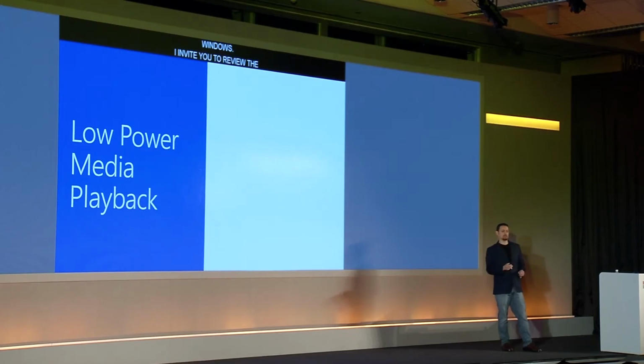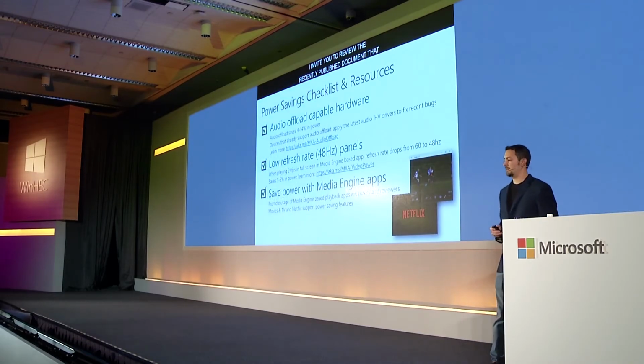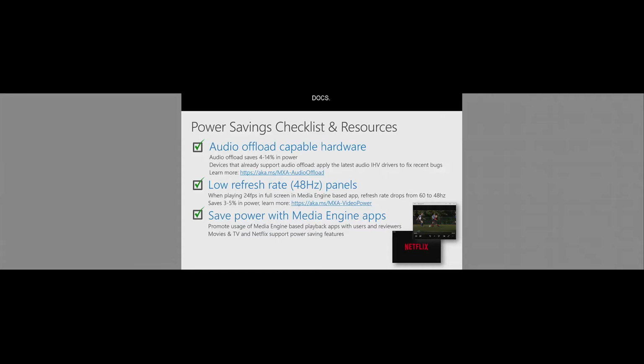The last Windows power savings feature that we're covering today is low power media playback. Media scenarios such as full screen video playback can be optimized by including audio offload capable audio devices and panels that support low refresh rate. Offloading audio, as I mentioned, saves between 4 and 14% power, and low refresh rate panels can reduce power consumption by 3 to 5%.